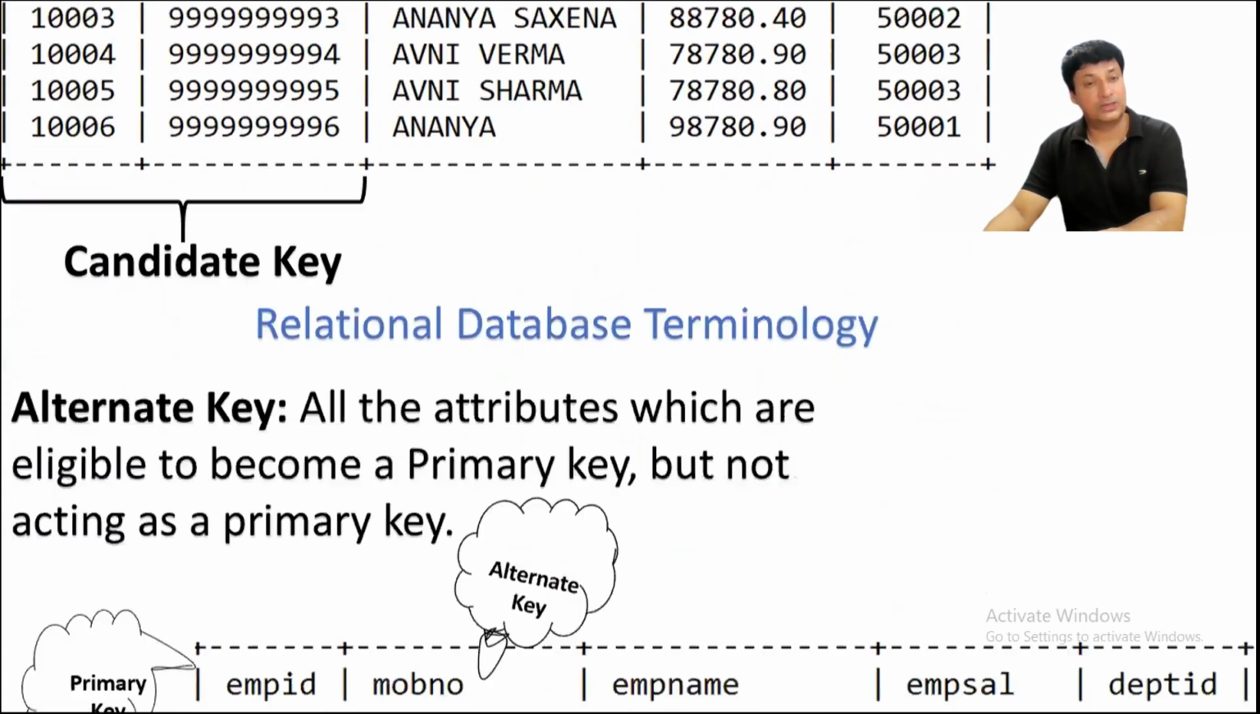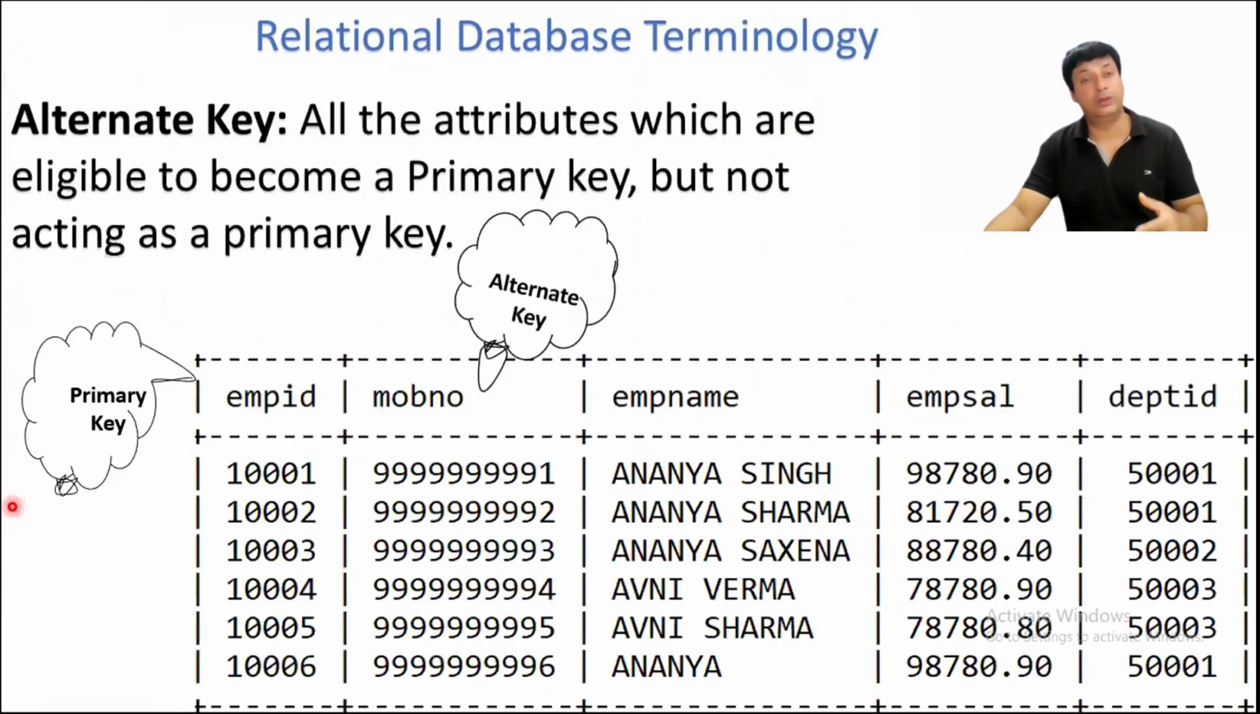Another field which is eligible to become a primary key but is not acting as a primary key will become an alternate key. So all the attributes which are eligible to become a primary key but are not acting as a primary key are alternate to the primary key, and hence they are known as alternate keys.